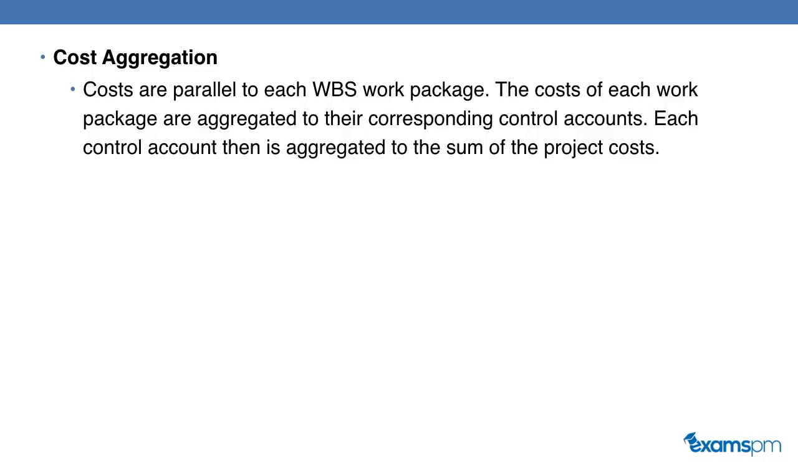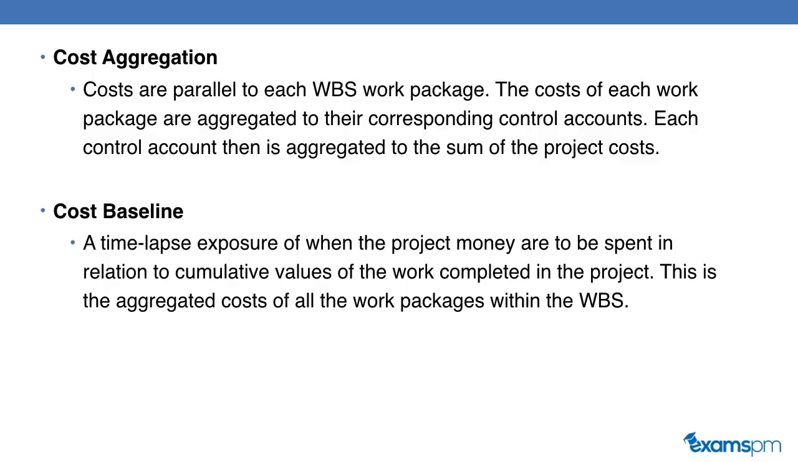Cost aggregation. Costs are parallel to each work breakdown structure work package. The cost of each work package is aggregated to its corresponding control account. Each control account is then aggregated to sum up the project cost. Cost baseline. So this is how much you estimate the total budget of the work that you have to do on your project will cost. This is the cumulative cost to complete your project. This is the aggregated cost of all the work packages within your work breakdown structure.